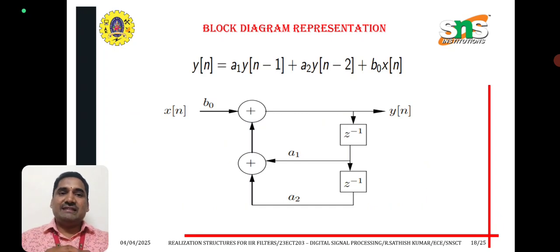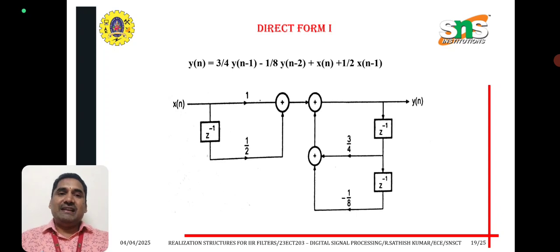Next one, y of n is equal to a1 into y of n minus 1 plus a2 into y of n minus 2 plus b0 into x of n. That is, y of n multiplied with z inverse, we can get a1 into y of n minus 1. Again multiplied with z inverse, we can get a2 into y of n minus 2. This gives the output as b0 into x of n plus a1 into y of n minus 1 plus a2 into y of n minus 2. Next one, we can see the direct form 1 structure.